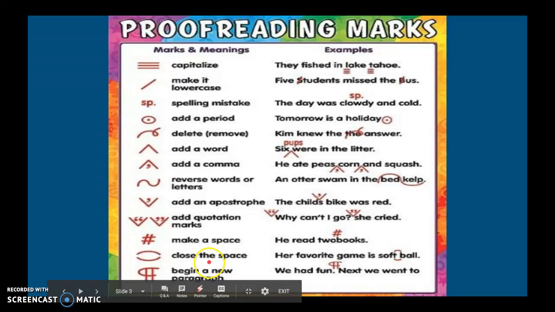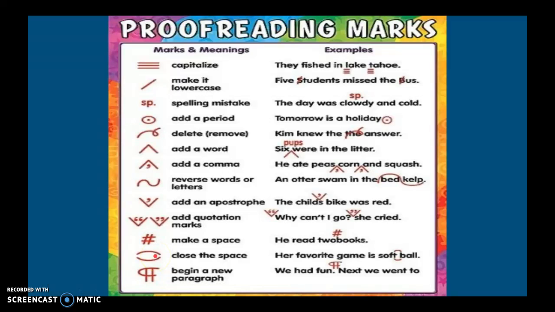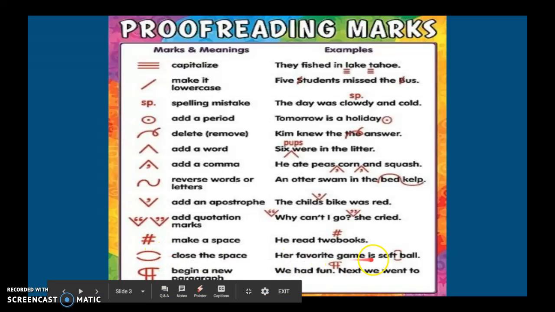When we close the space between 2 words, we use this symbol. We put 1 arch above and 1 arch below the 2 words or letters that need to be closed. "Her favorite game is softball." Softball is really 1 word, so we do an arch above soft and ball and below soft and ball to close that space between. The last symbol we'll use is to begin a new paragraph.